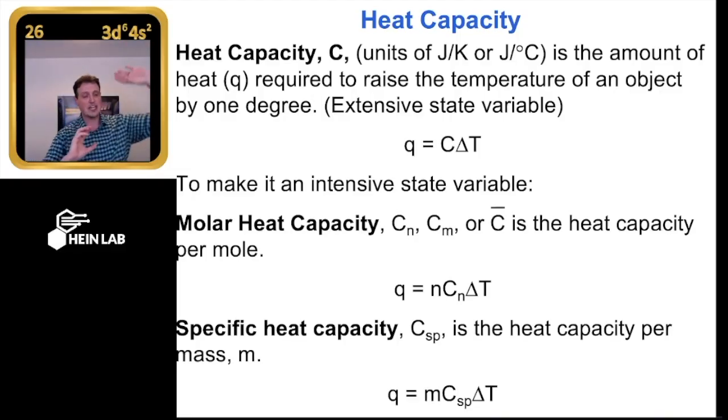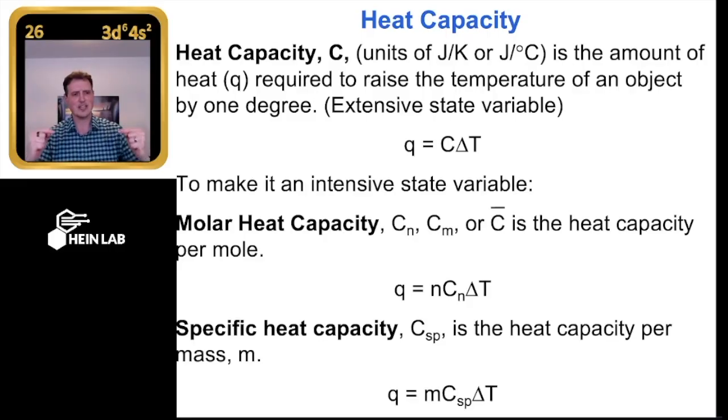So the difference: heat capacity is just for an object. It is how much heat to change by 1 degree T. Molar heat capacity is for 1 mole of that object. How much heat do you need to change its value? The specific heat is based on mass. 1 gram of that object has a specific heat. So these are the values that convert between these two. Based on extensive or intensive variables, these are state variables for sure.